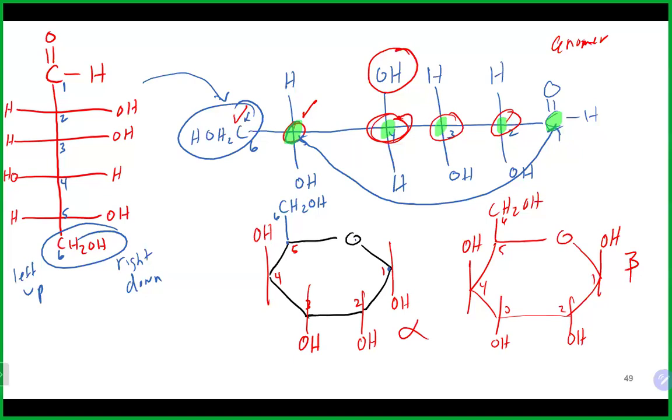Kind of like if you go backwards, which we'll talk about, if you were to take this out of the ring structure and put it back the other way, they'll tell you, hey, draw D or L.